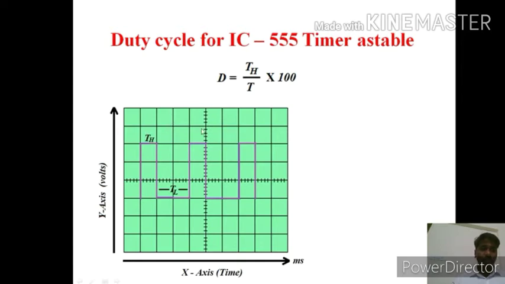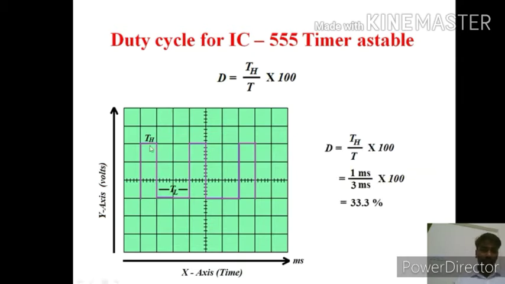The figure shows the waveform obtained on the CRO. The x-axis shows the time base division of the CRO, which is in milliseconds here. The y-axis shows the volts per division on the CRO. Let us try to calculate the duty cycle for the given waveform. We can see that this waveform is non-symmetric. TH is much smaller than TL. Let us calculate the duty cycle for this waveform.